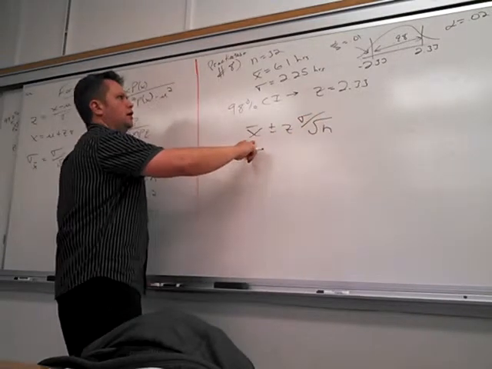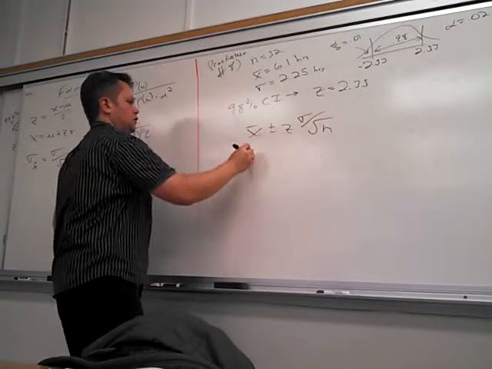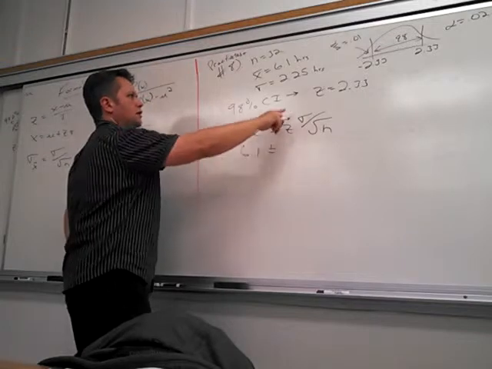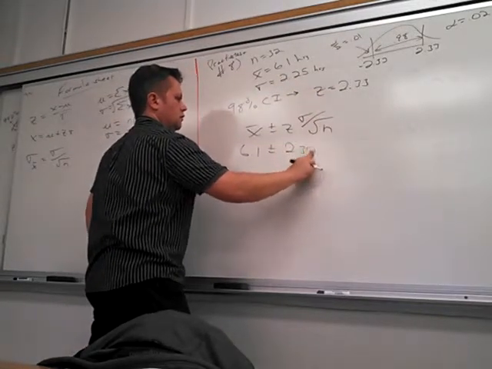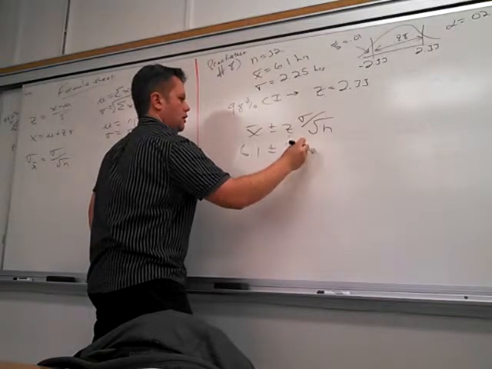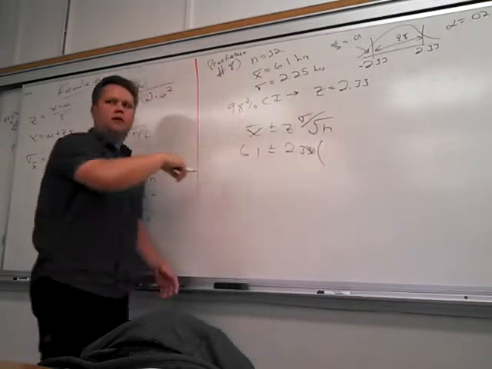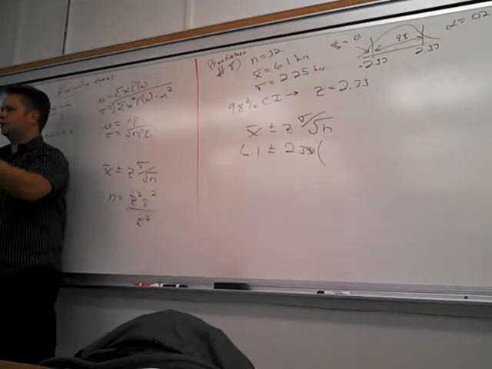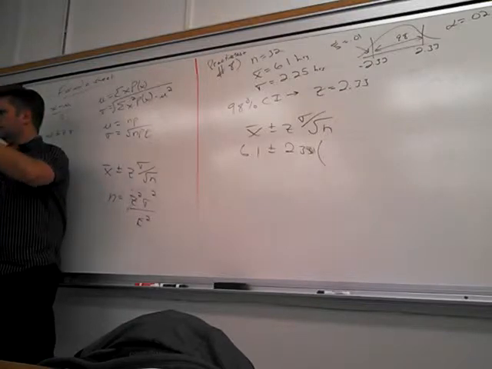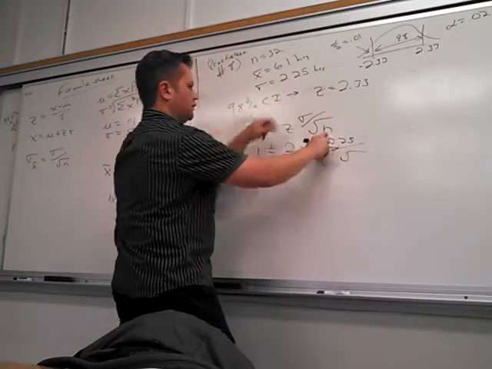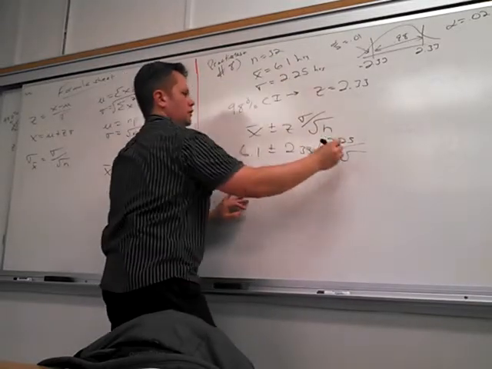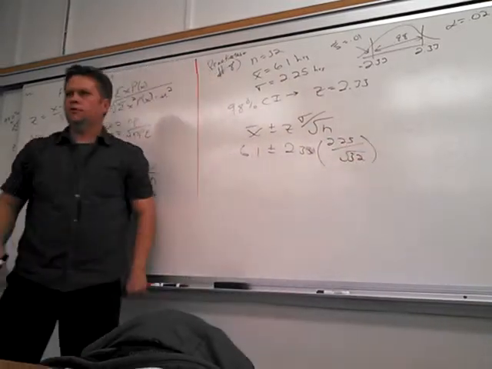I know X bar, 6.1, give or take. Z is 2.33. And this part of the formula is because I've taken a sample and I'm talking about the mean. So I've got to change the standard deviation. It used to be 2.25. Now I divide that by the square root of 32.